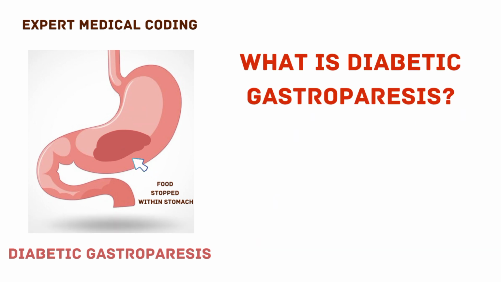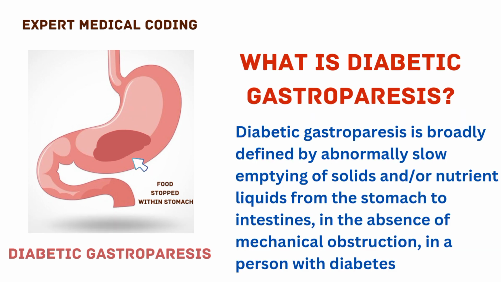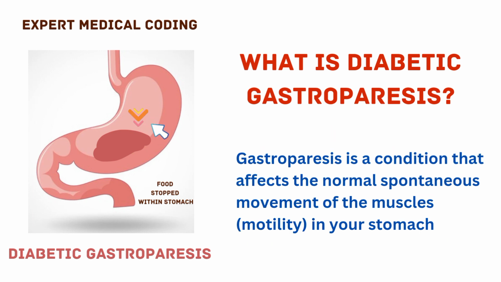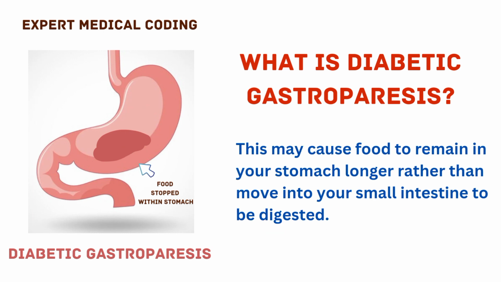What is diabetic gastroparesis? Diabetic gastroparesis is broadly defined by abnormally slow emptying of solids and/or nutrient liquids from the stomach to the intestines in the absence of mechanical obstruction in a person with diabetes. Gastroparesis is a condition that affects the normal spontaneous movement of the muscles in your stomach. This may cause food to remain in your stomach longer rather than move into your small intestine to be digested.